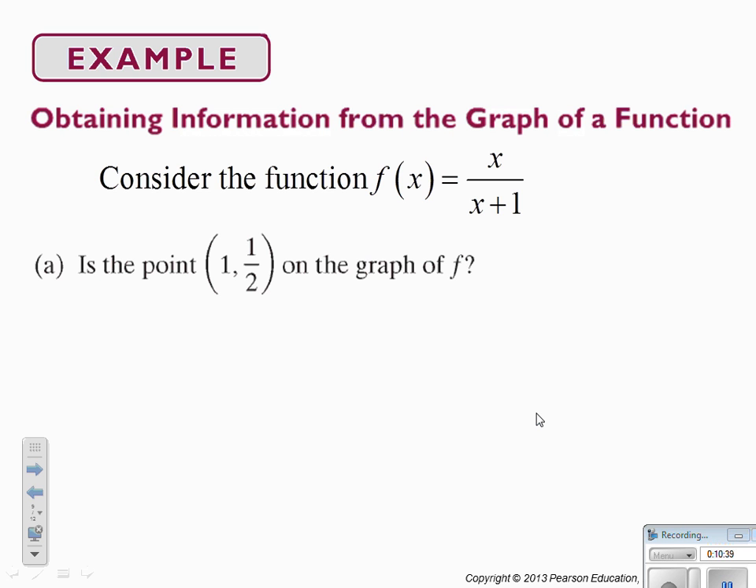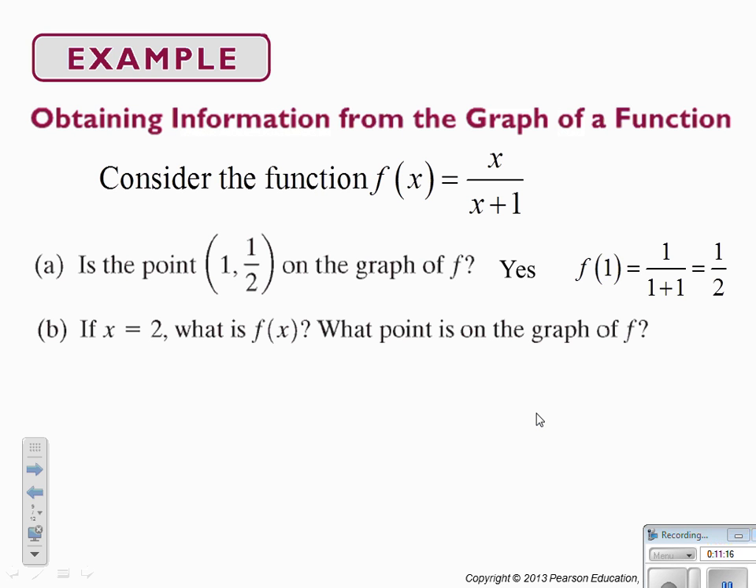Okay, so obtain information from the graph. So if we look at our function f of x equals x over x plus 1, our first question is, is the point 1 comma 1/2 on the graph of f? So we plug in 1 for x, and we get out 1/2, so we can say, yes.